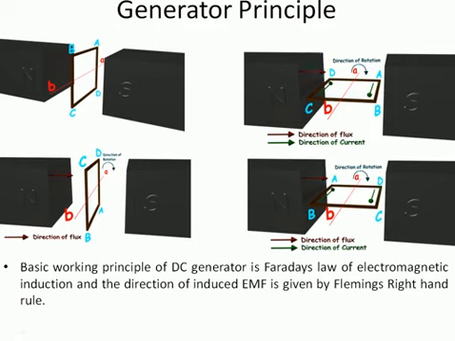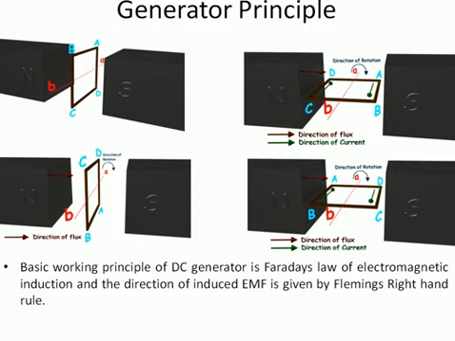As these two coil sides are moving in downwards and upwards direction, definitely these coil sides will be cutting the magnetic lines of flux which is moving from this north pole to south pole. So whenever these coil sides are cutting these magnetic lines of flux, definitely there occurs a change in flux linkage and EMF gets induced in these conductors AB and CD. So this is the basic working principle of a DC generator, that is Faraday's law of electromagnetic induction.